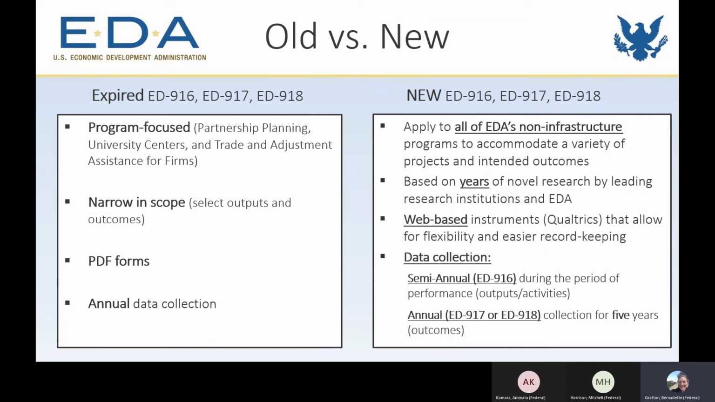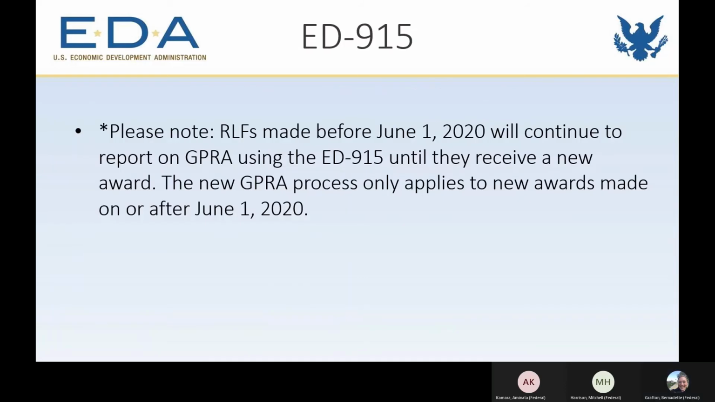It's important to repeat this point here that RLF awards made prior to June 1st, 2020 will continue to report on GPRA using the renewed ED 915 form until they receive a new EDA award. The new process that we're talking about in this presentation applies to new awards made on or after June 1st.